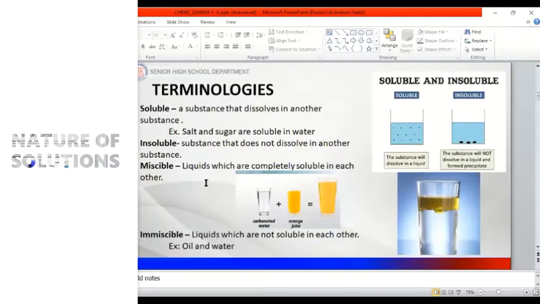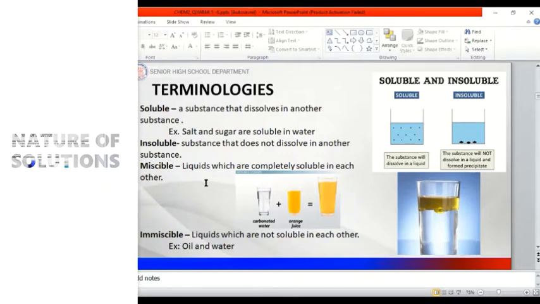So we have different terms to know when we talk about the nature of solution. First, we have soluble. A soluble substance is a substance that dissolves in another substance. An example: salt and sugar are soluble in water. So they have the ability to dissolve in water.